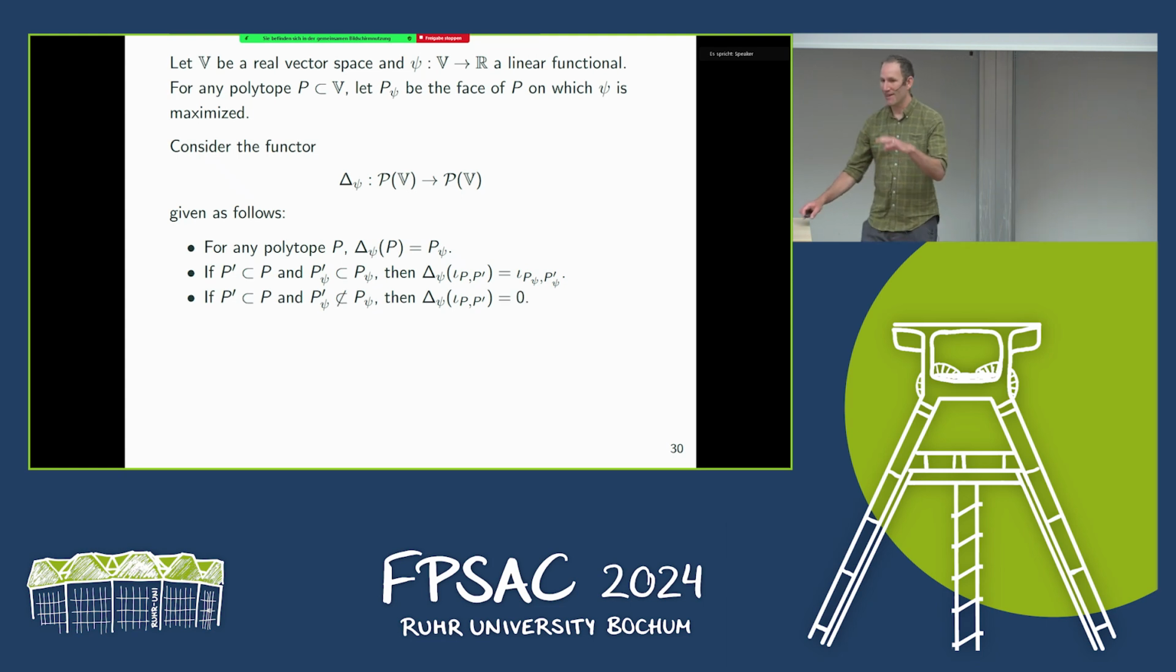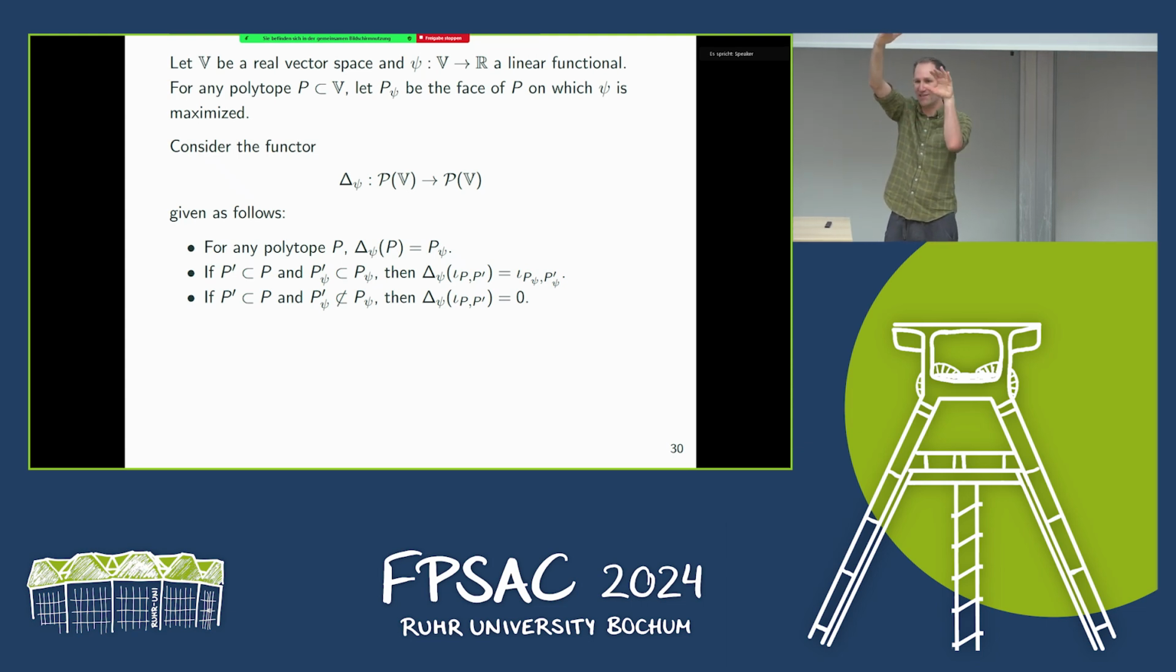So it may be that P prime is contained in P, but the face of P on which psi is maximized is up here, and the face of P prime on which psi is maximized is down here. And then this doesn't include in here, so the map has to go to 0. There's nowhere else for it to go.